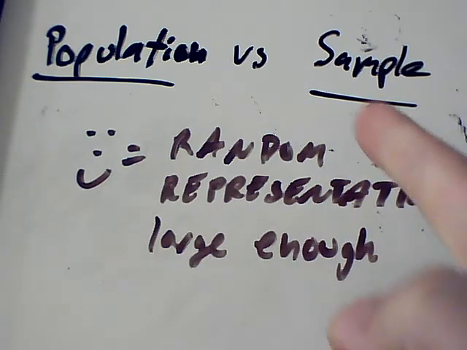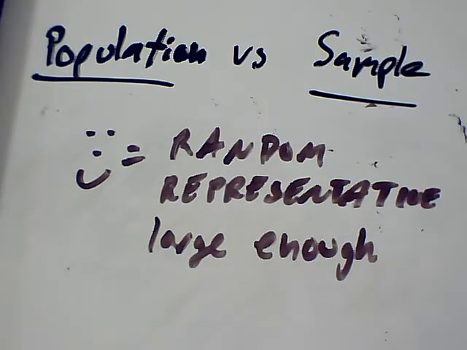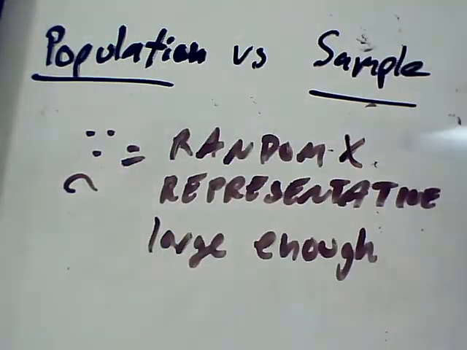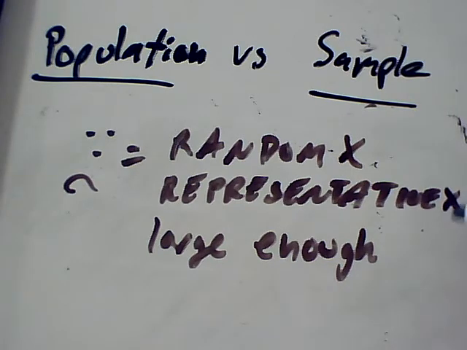Happy samples are random, representative, and large enough. It becomes unhappy sample when it's not random, or not representative, or not large enough. That's when it becomes an unhappy sample.